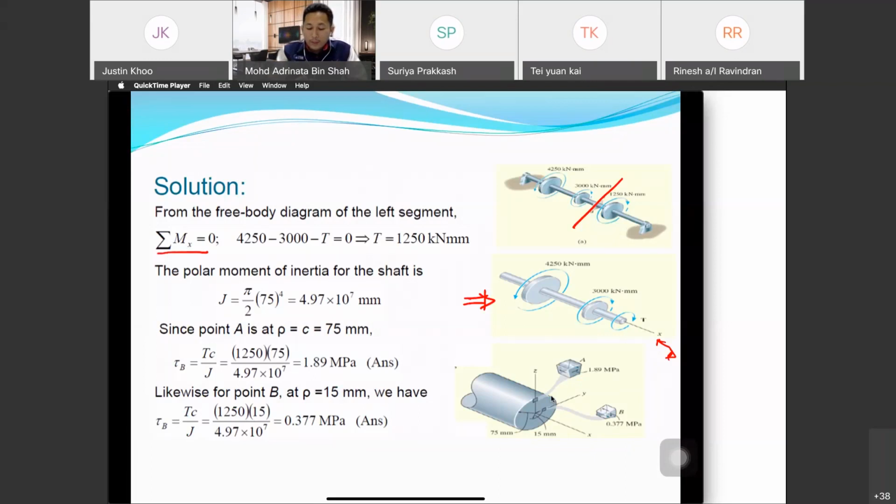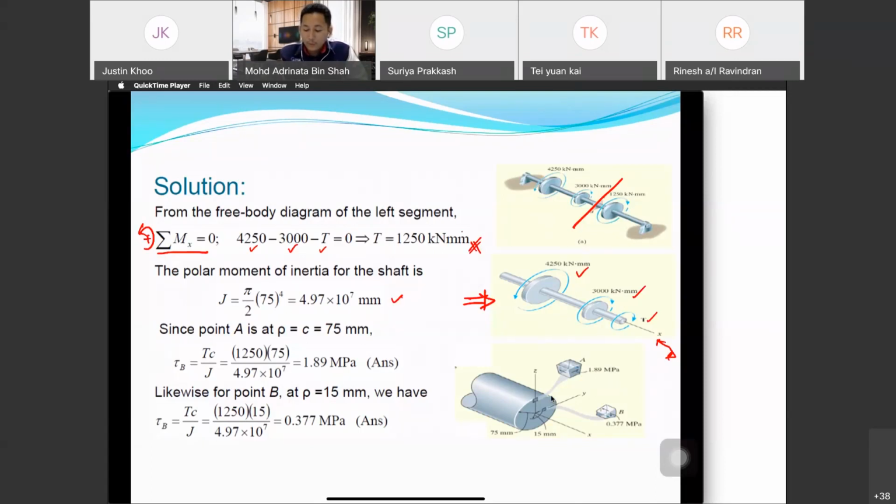the counterclockwise is positive, so we have positive 4250 minus 3000 clockwise minus T. So 4250, 3000 and T. So T is equal to 1250 kilonewton mm. Okay, and then calculate your J.